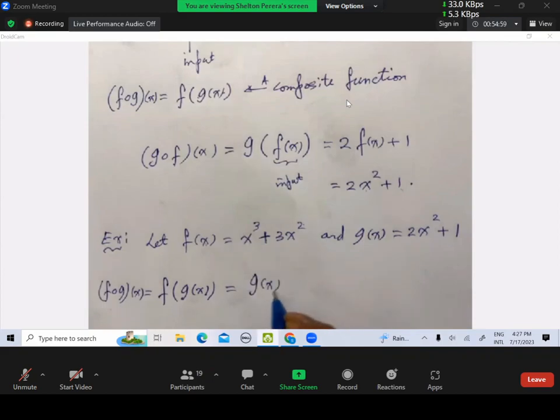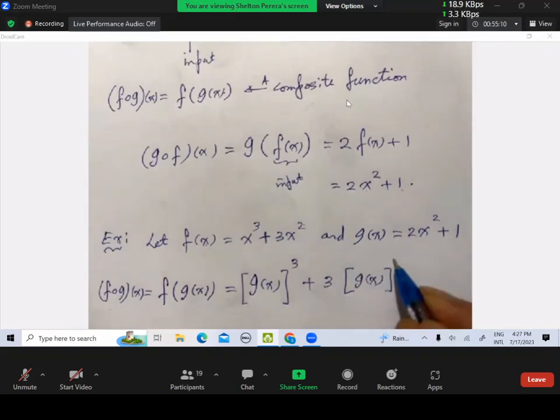Input is g of x, no? Input cubed plus 3 times input squared. Input is g of x. Do you all understand it? Please, if you don't, put it in the chat, okay?